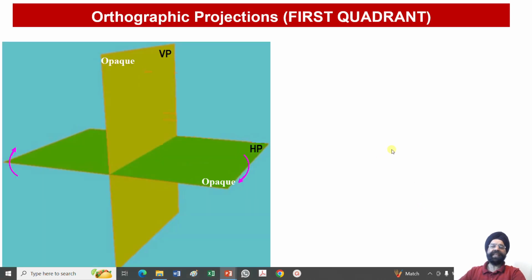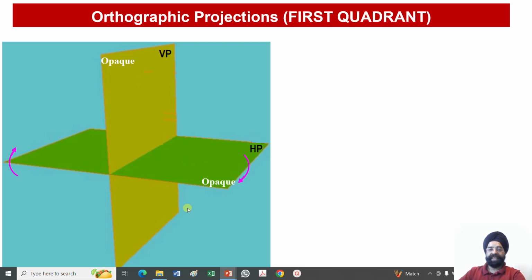Now let us see why we do not draw projections in the second and the fourth quadrant, and let us see when the object is located in first quadrant how the projections will be obtained, when the object is located in second quadrant how the projections will be obtained, when the object is located in the third quadrant how the projections will be obtained, and similarly when the object is in the fourth quadrant, how the projections can be realized.